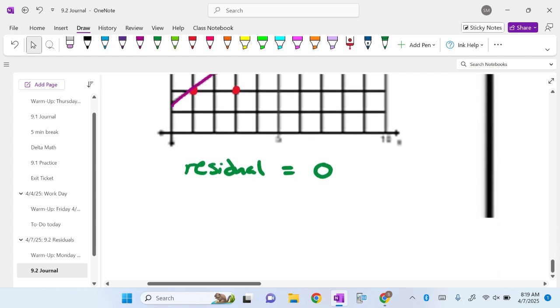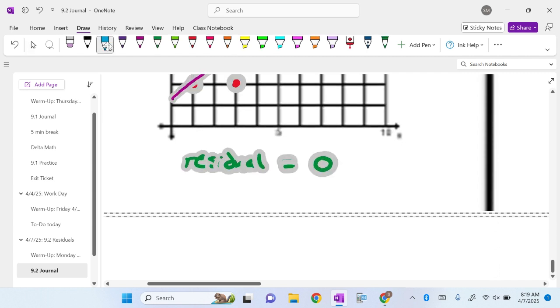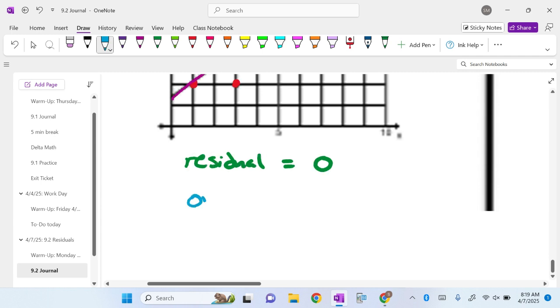So in other words, if the point is on the line, your residual is automatically 0. Above the line, it is positive. Below the line, negative. And if it's on the line, it's 0.